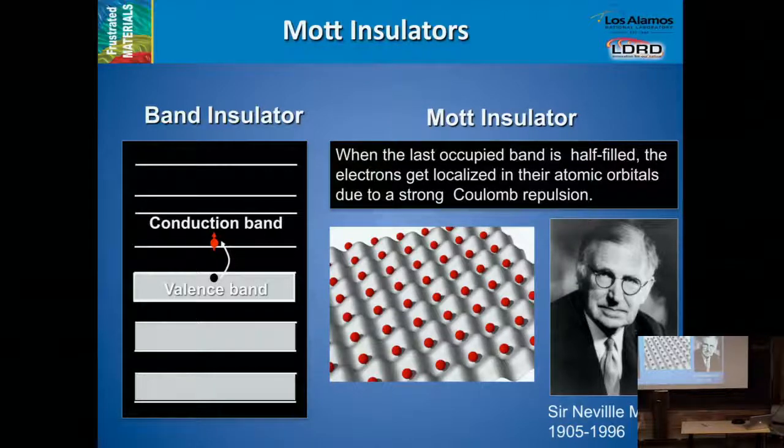So the spin of that electron is still free to point up or down. Unlike the band insulators, in the case of Mott insulators, when the electrons are localized, there is still a low energy degree of freedom, that is the spin. So you have 2 to the n states, where n is the number of atoms, and to zeroth order, those states all have the same energy.